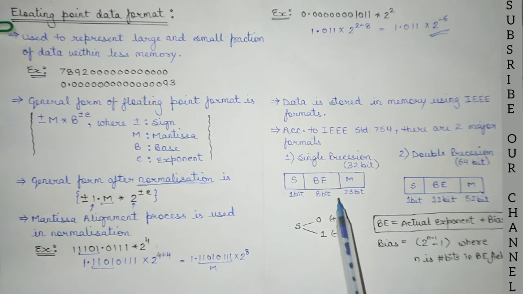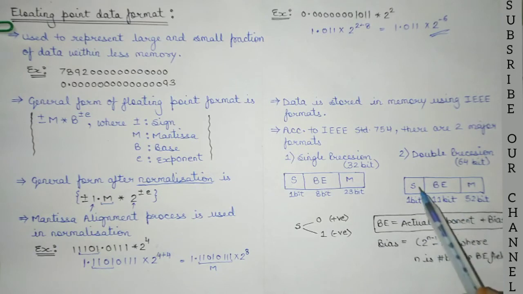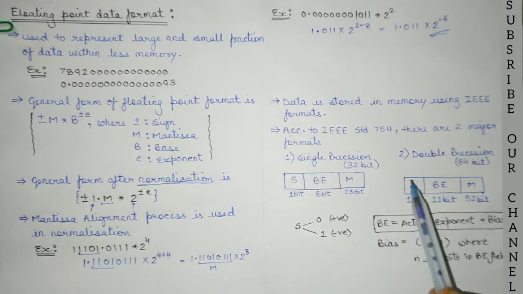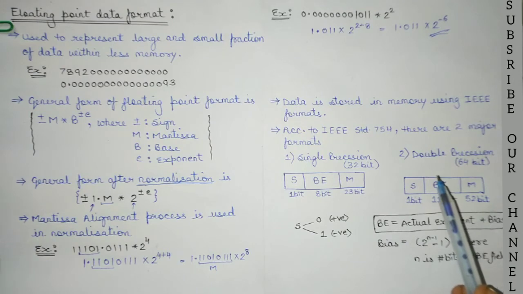So if you want to note down, you can note it down. This BE is biased exponent, this M is mantissa. So 1 bit is reserved for sign, 8 bits are reserved for biased exponent, and 23 bits are reserved for mantissa for 32-bit. Similarly, for the 64-bit format, 1 bit is reserved for sign, 11 for biased exponent, and 52 for mantissa. So you do not need to worry about these formats, because I will be taking hypothetical formats so that any format can come, you will be easily able to solve these questions.